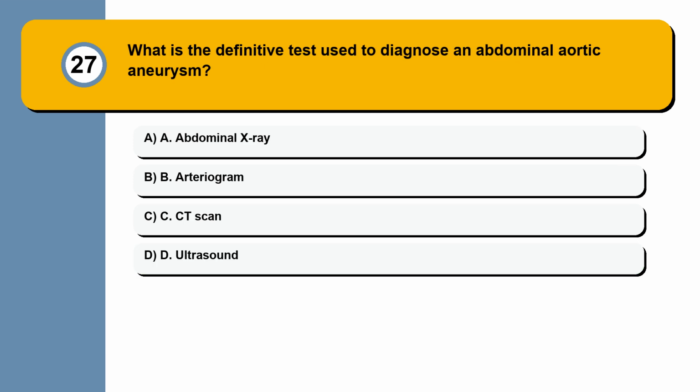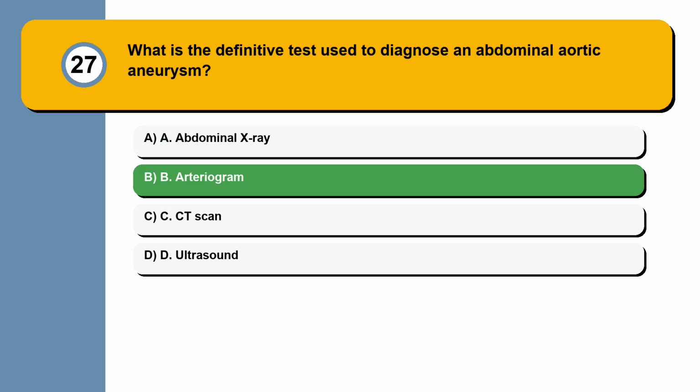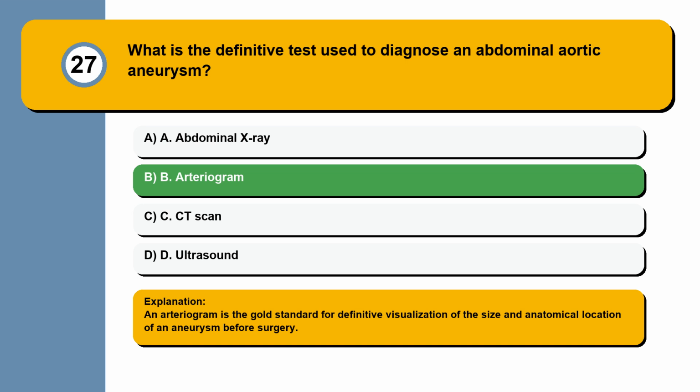Question 27. What is the definitive test used to diagnose an abdominal aortic aneurysm? A. Abdominal X-ray. B. Arteriogram. C. CT scan. D. Ultrasound. An arteriogram is the gold standard for definitive visualization of the size and anatomical location of an aneurysm before surgery.